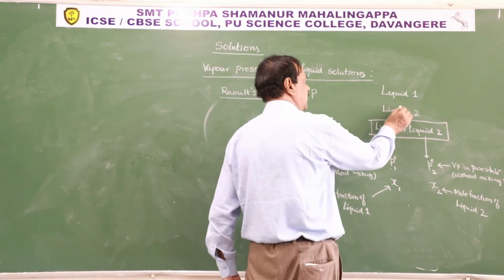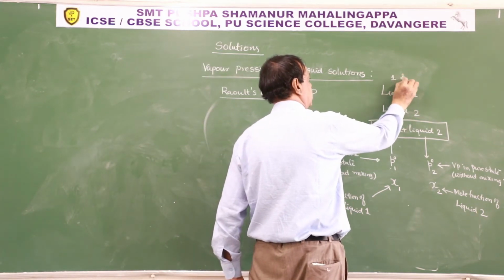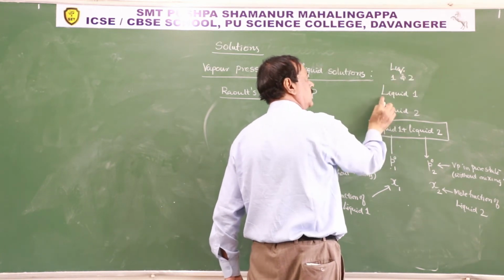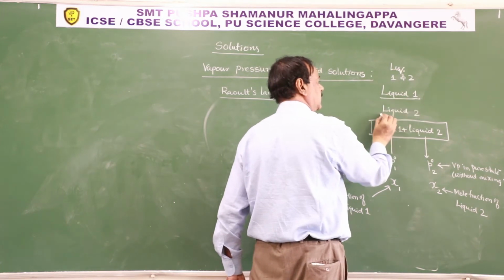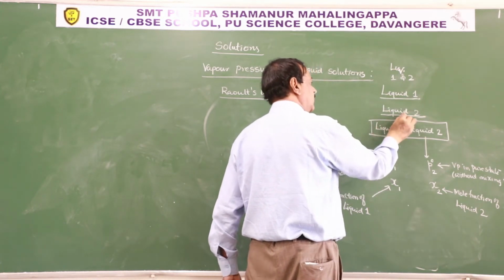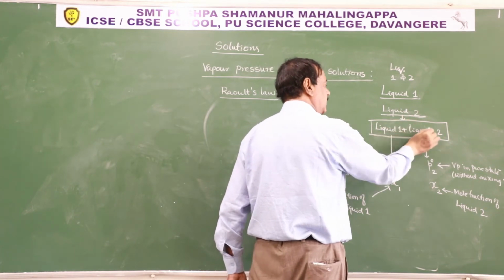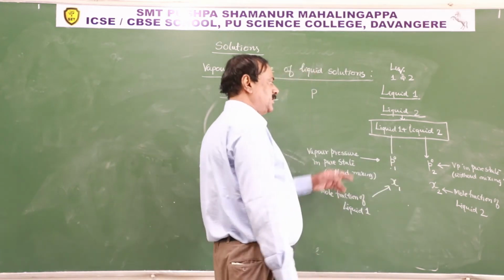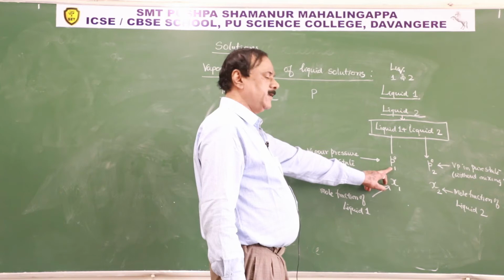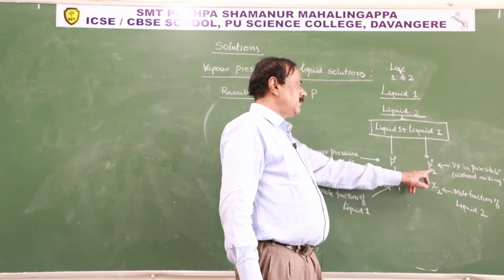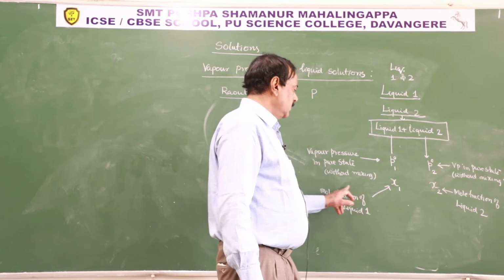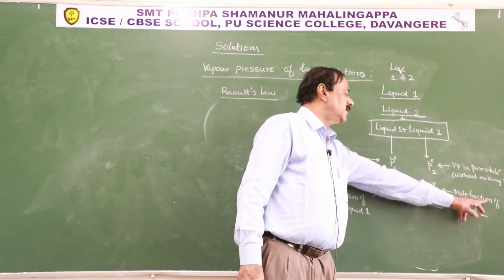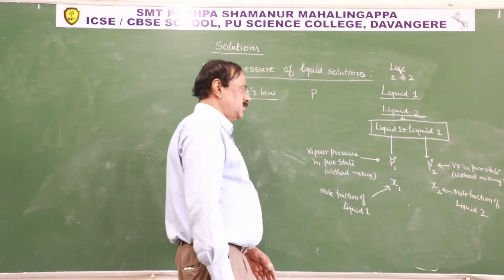Let us consider two liquids, 1 and 2. I will designate this as liquid 1 and this as liquid 2, and they are mixed. Now the vapor pressure of liquid 1 I will designate as P01, and the vapor pressure of liquid 2 as P02. The mole fraction of liquid 1 is designated by X1, and the mole fraction of liquid 2 by X2.